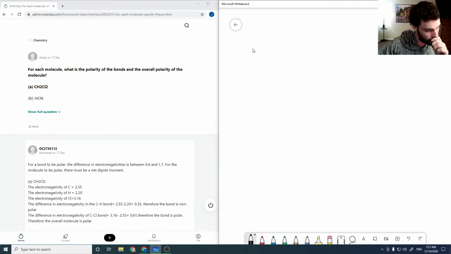All right. Okay, so for each molecule, what is the polarity of the bonds and the overall polarity of the molecule? So we can't see all the molecules there, but I'll go through them. But I'll draw them as I go through them. So our first one is CH2Cl2.